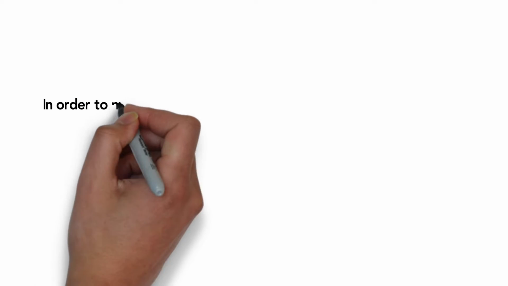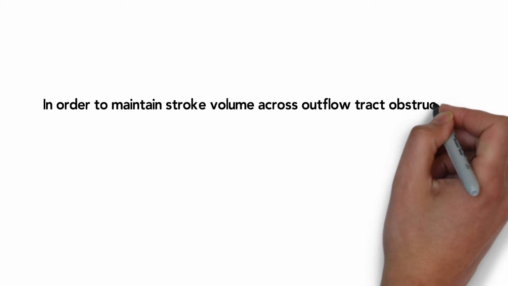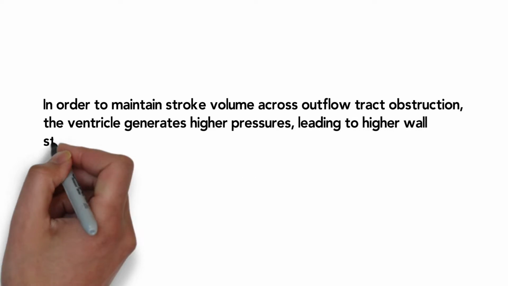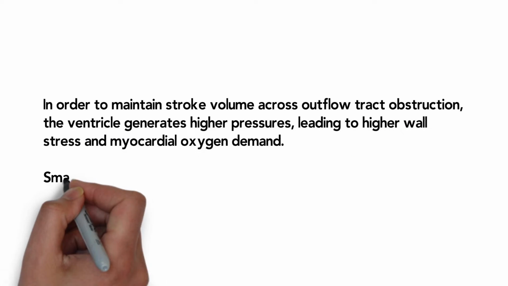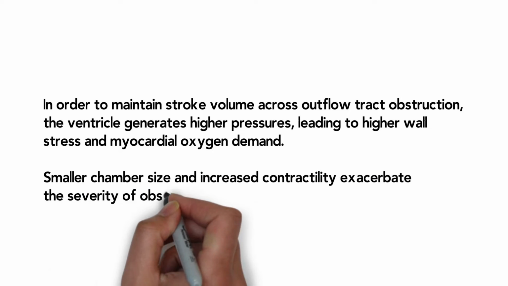In order to maintain stroke volume across outflow tract obstruction, the ventricle generates higher pressures, leading to higher wall stress and myocardial oxygen demand. Smaller chamber size and increased contractility exacerbate the severity of obstruction.